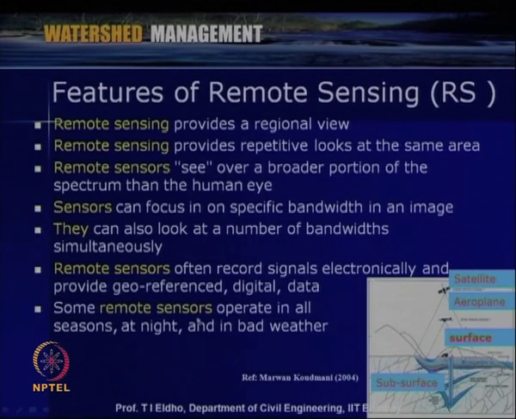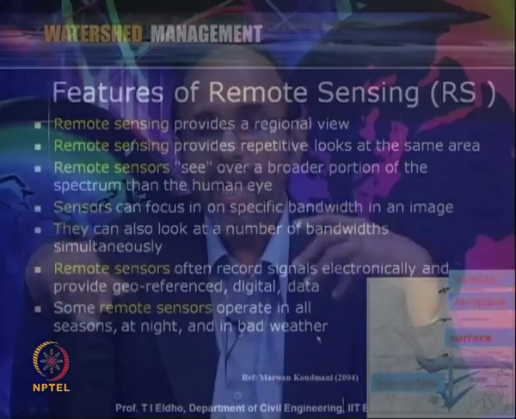Some of the other advantages: nowadays, with modern techniques, remote sensors operate in all seasons, at night, and even in bad weather. So microwave or the advanced types of remote sensing satellites can give data at all times, at night or in any bad weather, like heavy rainfall or cyclones or whatever the weather conditions. In all these conditions, data can be obtained.